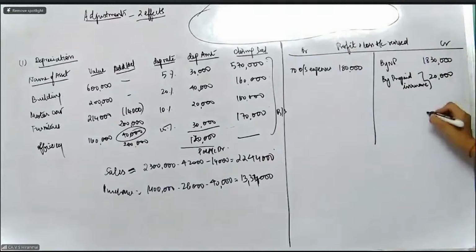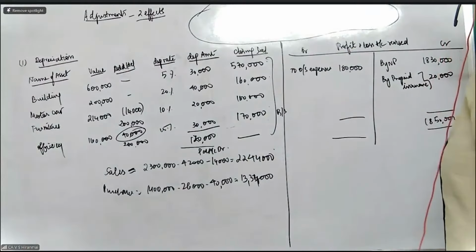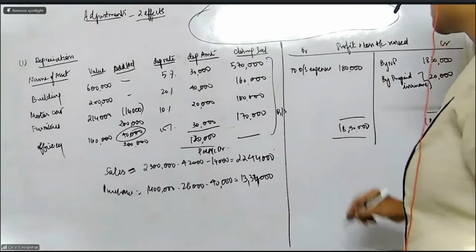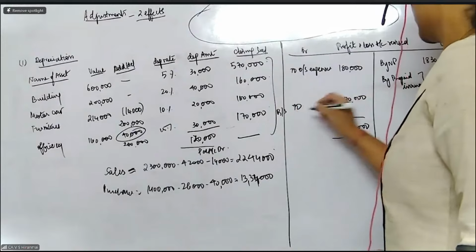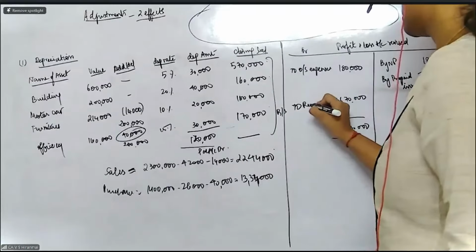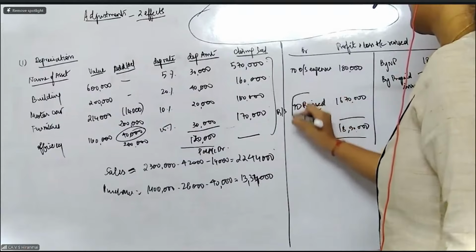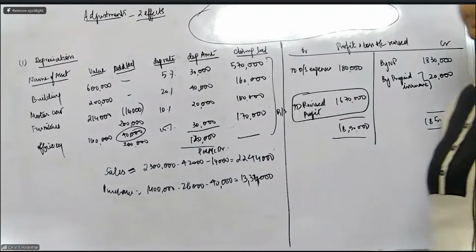Now I will arrive at my revised P&L. This is 18 lakh and 50,000, 18 lakh and 50,000 minus 1 lakh and 80,000, which is 16 lakh and 70,000. All of you please see, to revised profit is 16 lakh and 70,000.